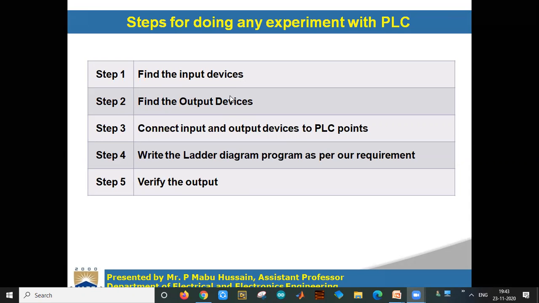So these are the steps involved in doing any experiment. First you find the input devices, next the output devices in your experiment. Then you connect the inputs to inputs, outputs to outputs of your PLC. Then you write the PLC program in your software, so that the program will be dumped into the PLC through the RS-232 cable. Then you verify the output. In our experiment also we have done the same.